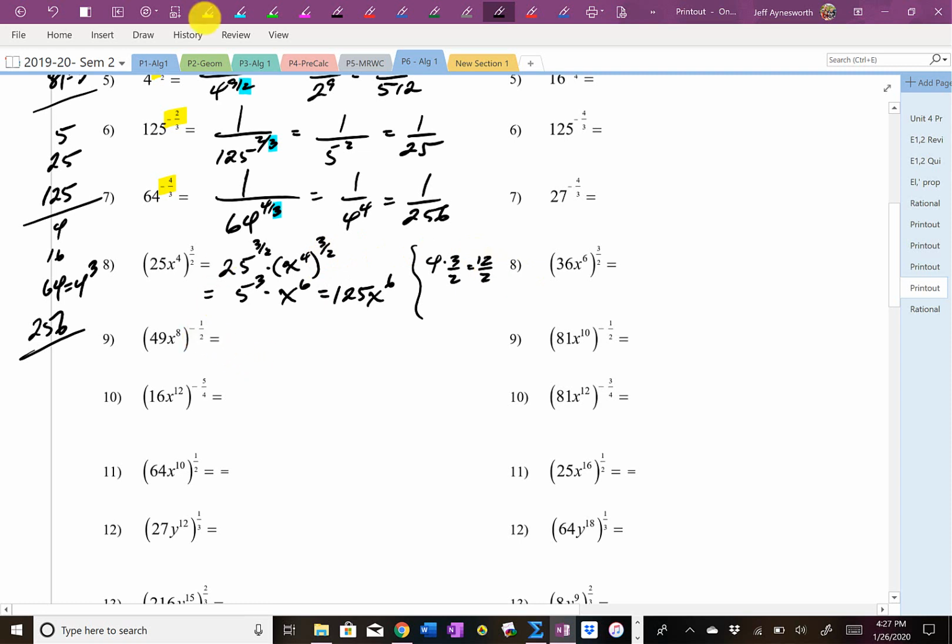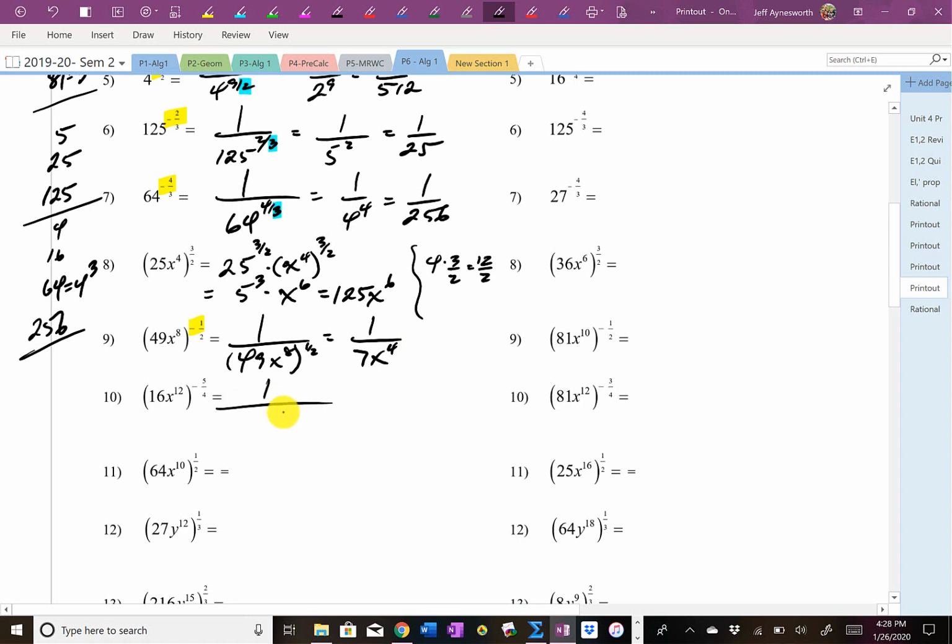All right, back to negative exponents again, right here. We got 49, excuse me, you have to write it as a fraction first. So 1 out of 49 x to the 8th to the 1/2 power. You got to take both of these to the 1/2 power, just like I did in number 8. So 49 to the 1/2 power is 7, and then x to the 8th to the 1/2 power is x to the 4th. So 1 over 7x to the 4th.